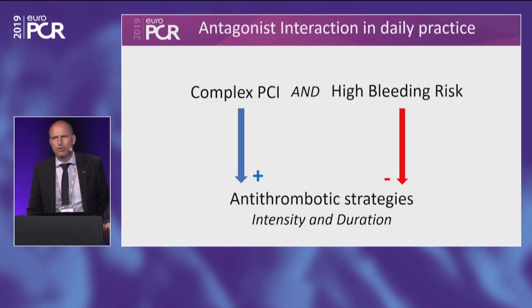And also, when we do complex PCI in high bleeding risk patients, we know that in daily clinical practice, it will be a kind of antagonist interaction. Because with the complex PCI, we would like to optimize both the intensity and duration of antithrombotic strategies, while the high bleeding risk profile of the patient will tend to favor a shorter and adapted antithrombotic therapy.